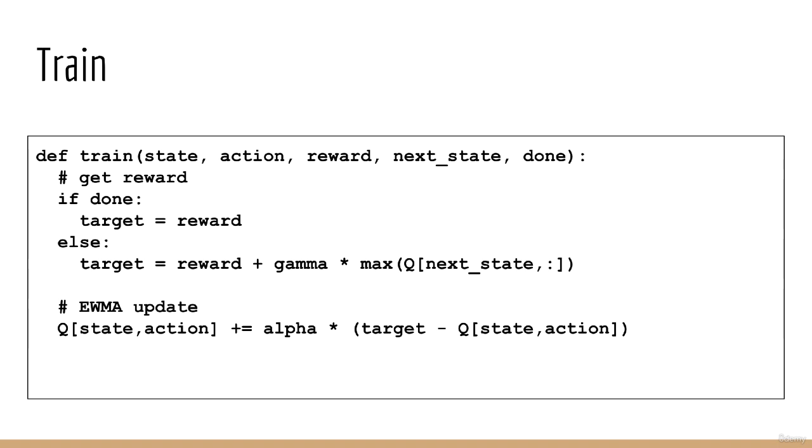Next, let's consider the train function. This function will take in an entire MDP transition as arguments. So we have state, action, reward, next state, and done flag. If done is equal to true, that means next state is a terminal state. We know that the value of terminal states is 0, since there can be no future rewards. Therefore, the target y is just the reward itself. Otherwise, we use the Q-learning formula to say that y is the reward plus the discount factor gamma times the max of Q given the next state over all possible actions. Then we update our Q table using the exponentially weighted moving average.